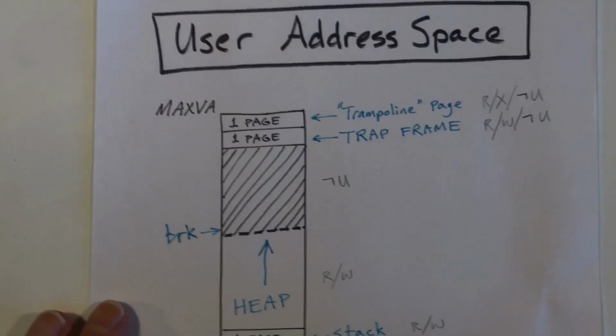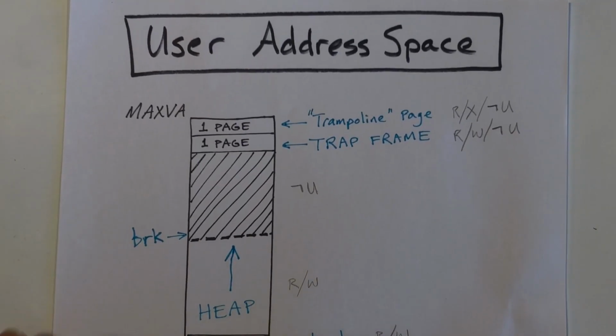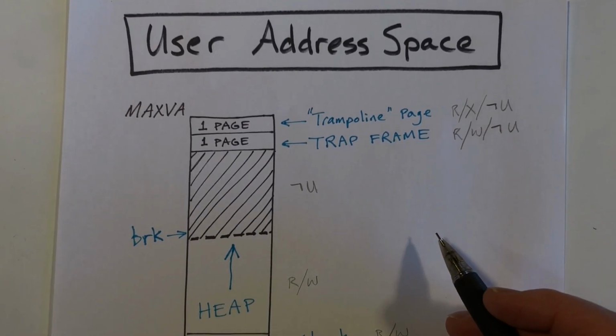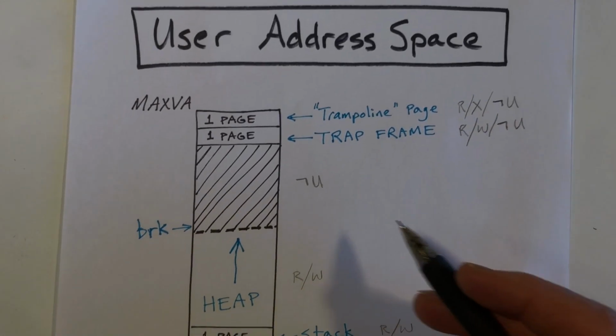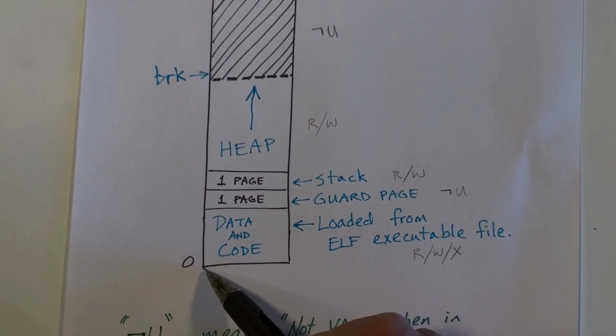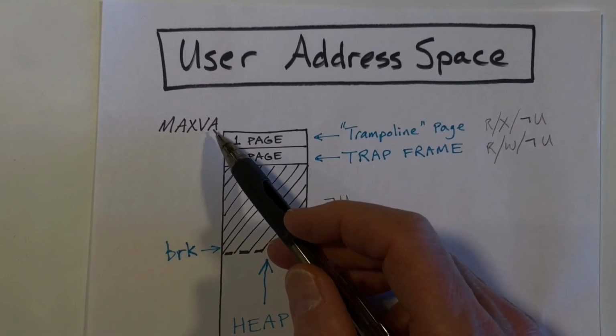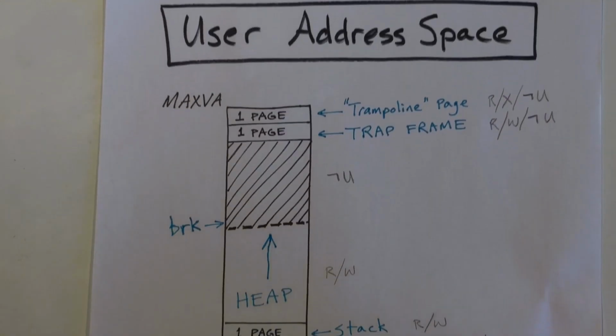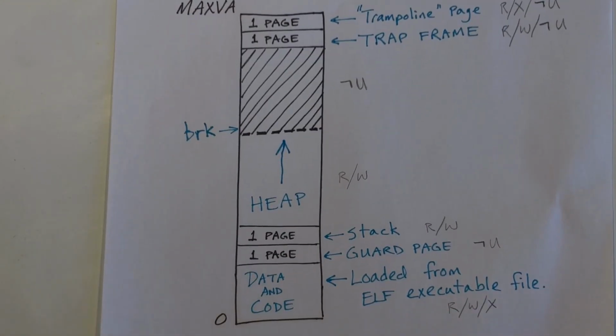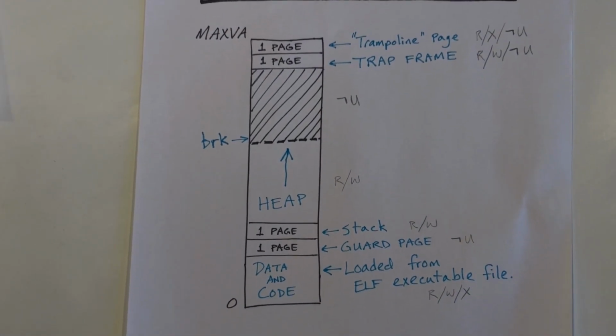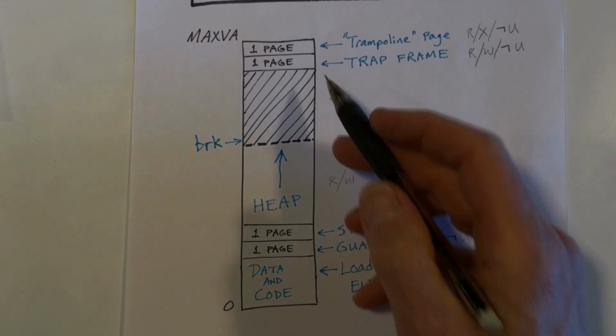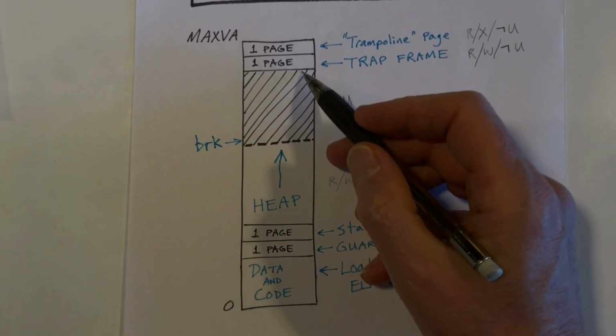Okay, now let me talk about the user address space. So this is the virtual address space that a user mode program sees. And here I'm showing the address starting at location 0, going up to the maximum virtual address. The kernel will allocate this address space in units of pages. Each one of these is a 4K page.